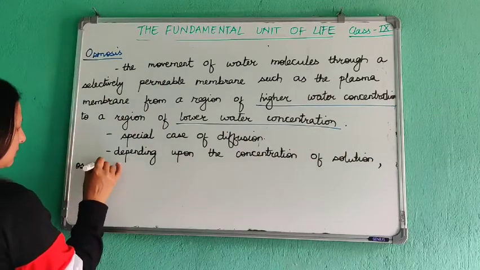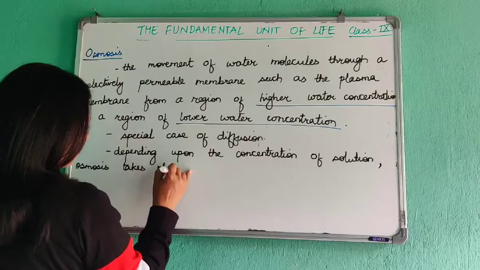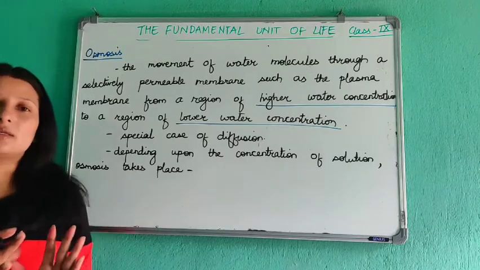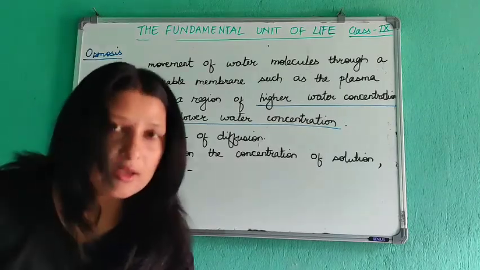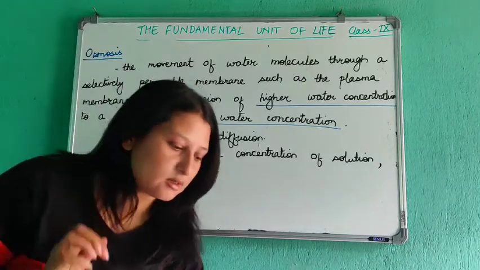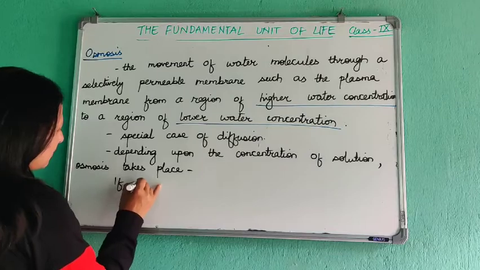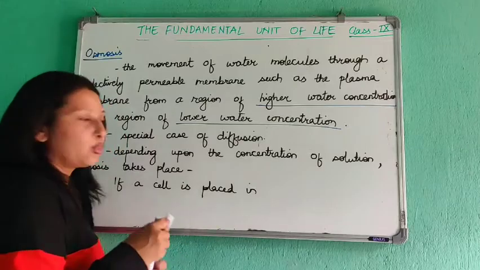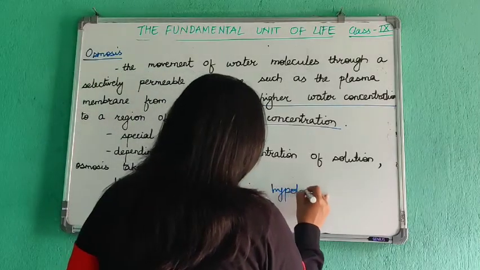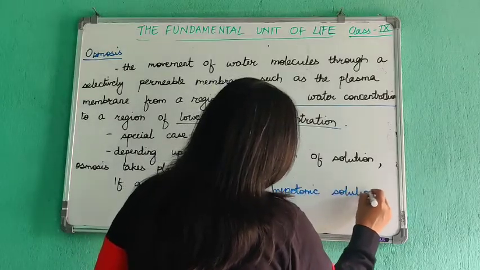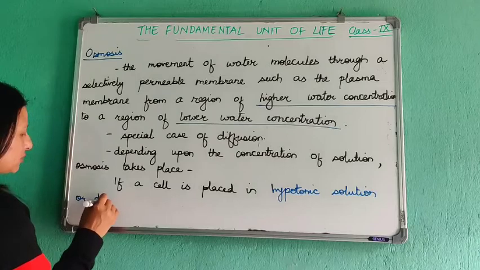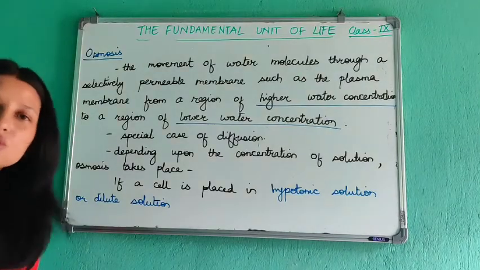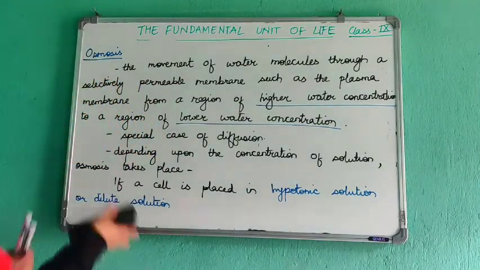Osmosis takes place. Now let us see in which concentration what kind of osmosis happens. First, if a cell is placed in hypotonic solution, or hypotonic solution is also known as dilute solution, what happens to the cell if it is placed in hypotonic solution or dilute solution?